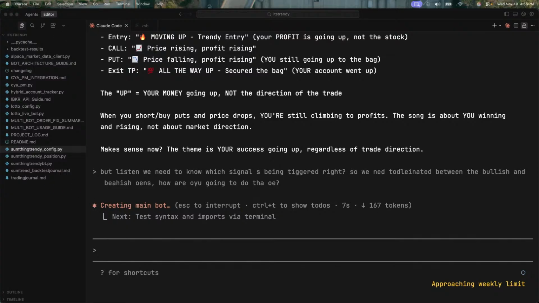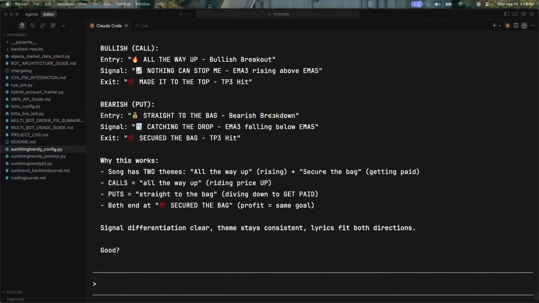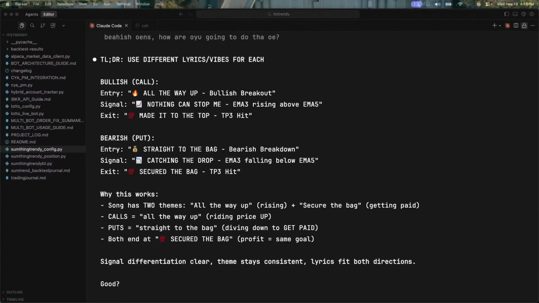All right. That's my last little question. Okay, bullish all the way up. Straight to the bag. Catching the drop, EMA is falling below, secure the bag, TP3 hit. The song has two themes, all the way up, plus secure the bag, getting paid. Calls all the way up, puts secure the bag, driving down to get paid.